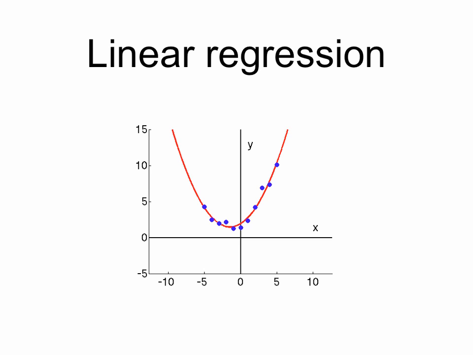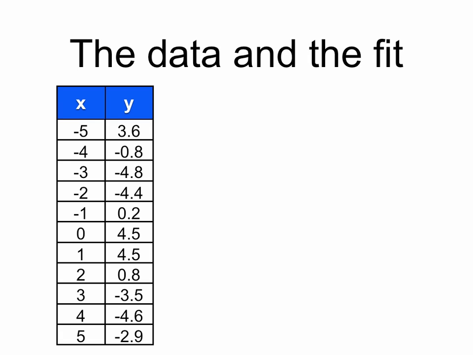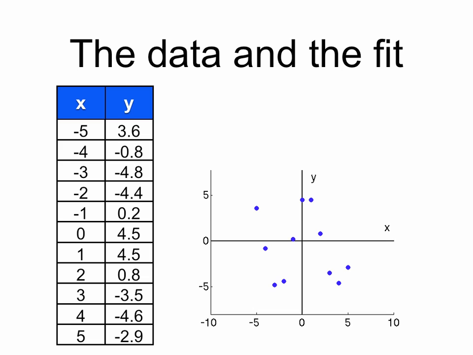Okay, so let's try a slightly more complex example. Suppose now we have this data here, and let's plot that to see what it looks like. That's a little less straightforward, but suppose we have a hunch that this is sinusoidal data, and we want to fit it to y equals a sine of x plus phi. So our two parameters for this fit are a, the amplitude of the sine wave, and phi, the phase.